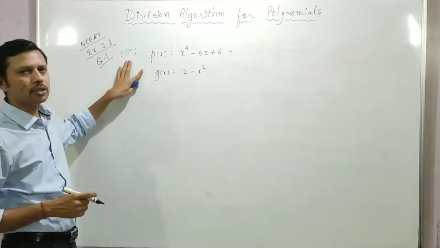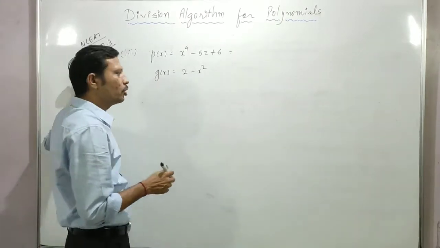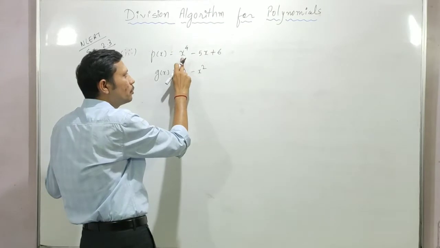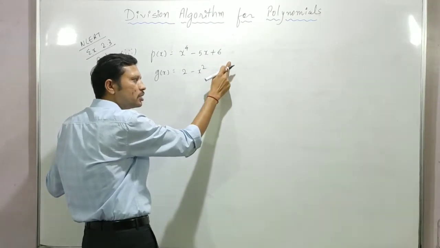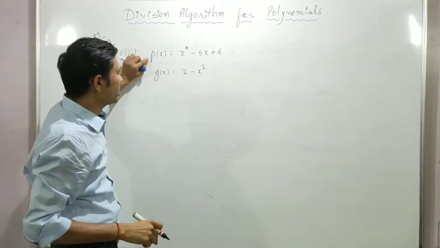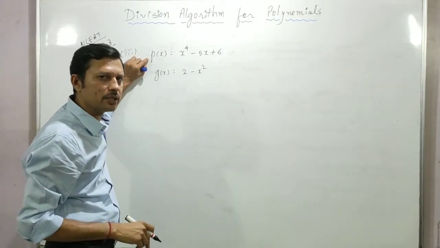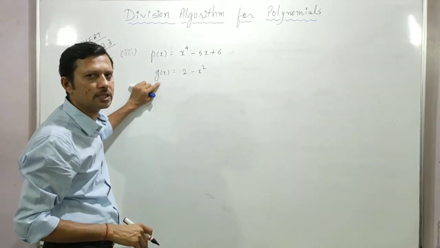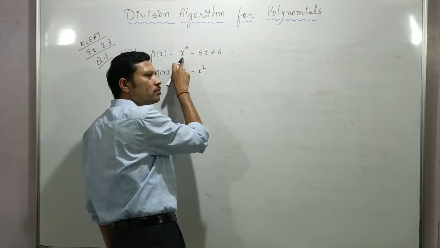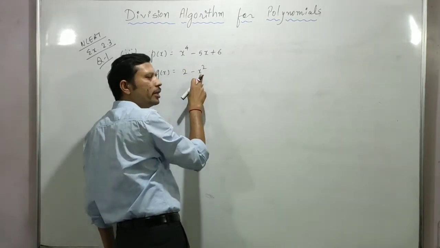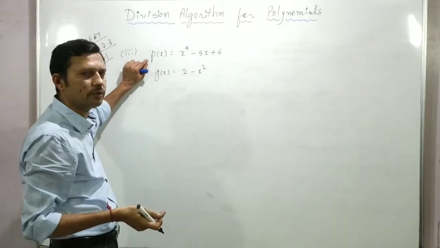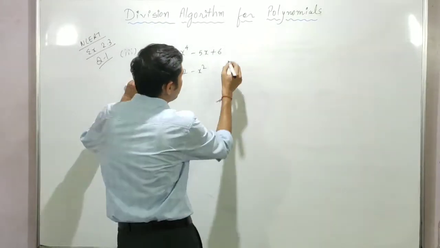Okay, now we will take the third question from our question number 1. The p of x polynomial that is given to us is x to the power 4 minus 5x plus 6, and g of x is given as 2 minus x square. As per the discussion, p of x we are taking as a dividend and g of x we are taking as a divisor. Among these two polynomials, the higher degree we always have to take as a dividend, and the smaller degree we have to take as a divisor. In our question it's already mentioned p of x is a dividend and g of x is a divisor.